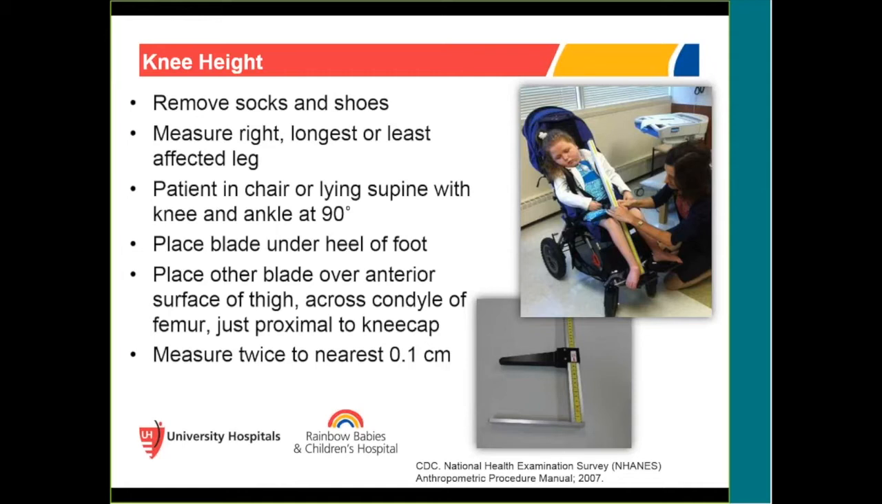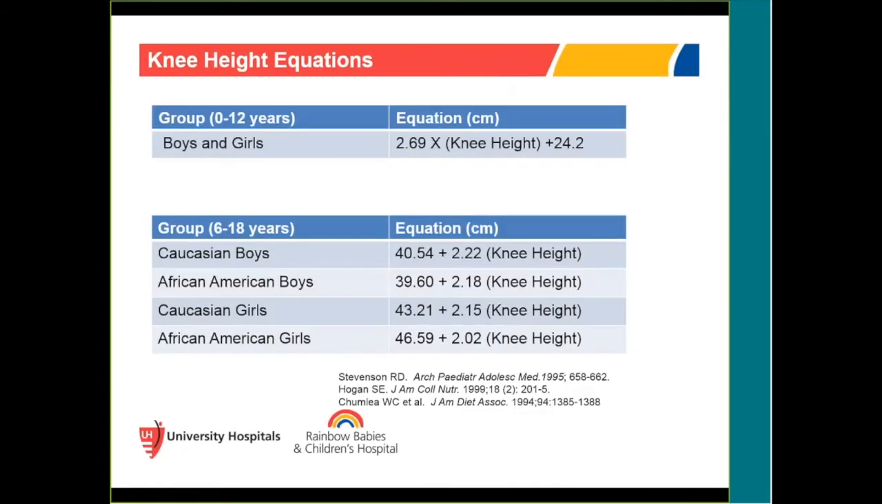If the patient is up in the chair or if they're lying down, we need that knee to be at a 90-degree angle. We place the blade of the caliper under the heel of the foot, and then you slide the top part up, the black plastic piece, and put that right across the anterior surface of the thigh, just proximal to the kneecap. Then you're going to get a measurement, and that measurement's going to be in centimeters.